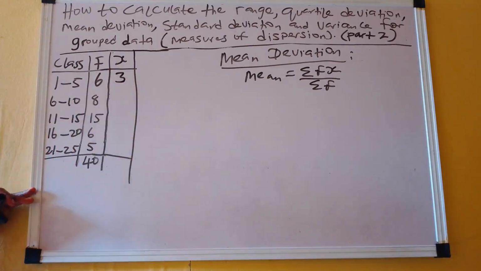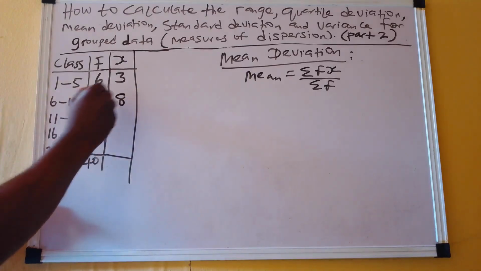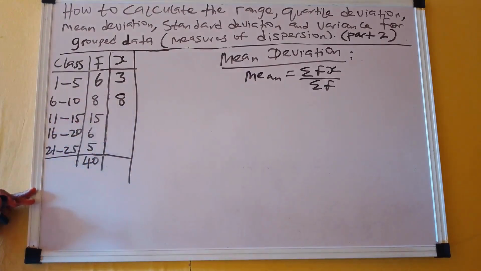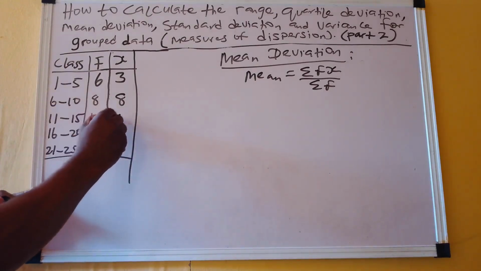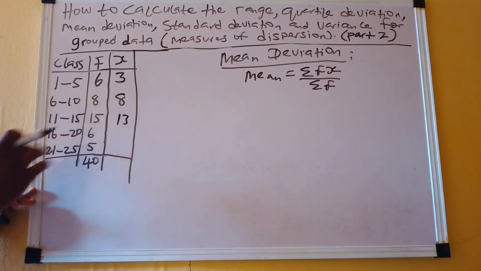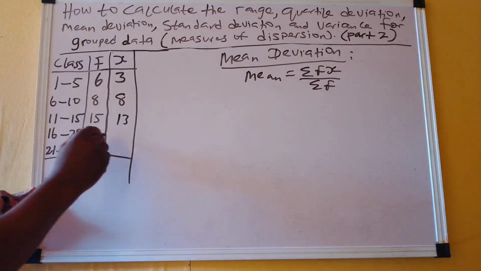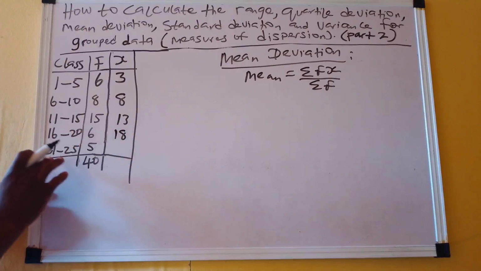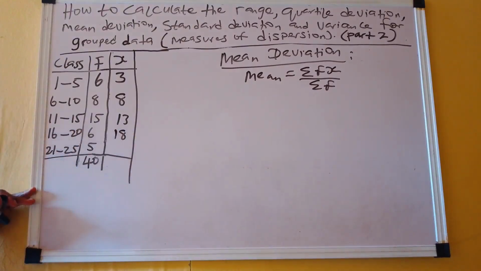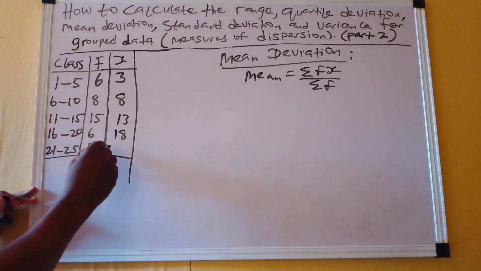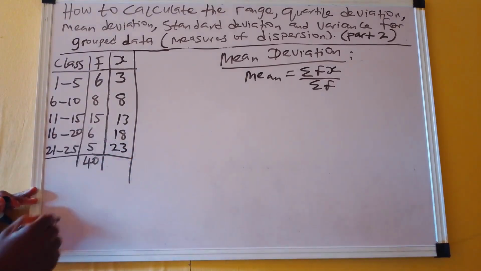6 plus 10 is 16. Divided by 2 is 8. 11 plus 15 is 26. Divided by 2 is 13. 16 plus 20 is 36. Divided by 2 is 18. 21 plus 25 is 46. Divided by 2 is 23.